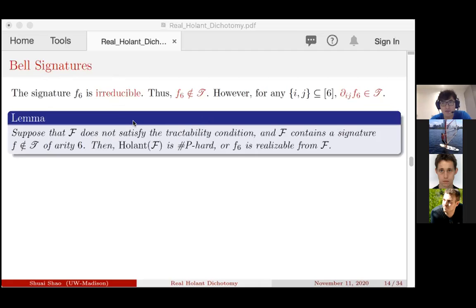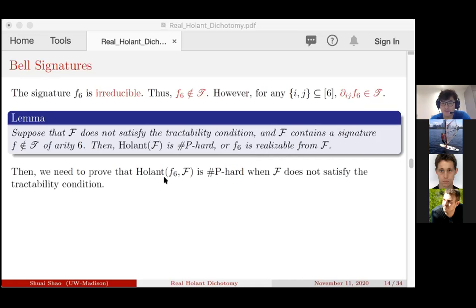Now we have the following lemma. Suppose that this signature set, script F, does not satisfy the tractability condition, and we assume that it contains a signature of arity 6 that is not in T. Then either we can show that this problem is already hard directly, or we can show that this signature f sub 6 is realizable. Realizable means that we have a reduction from Holant specified by f sub 6 together with the original signature set script F to the original Holant problem.